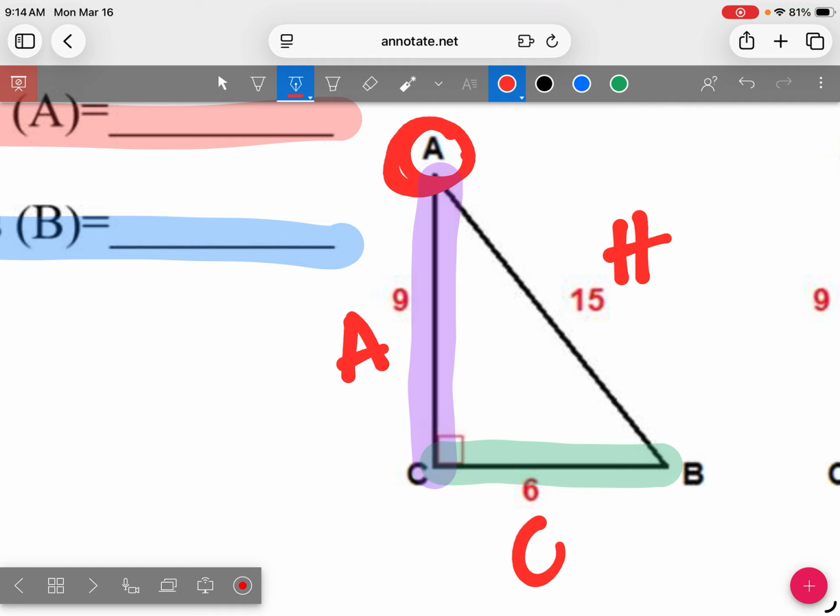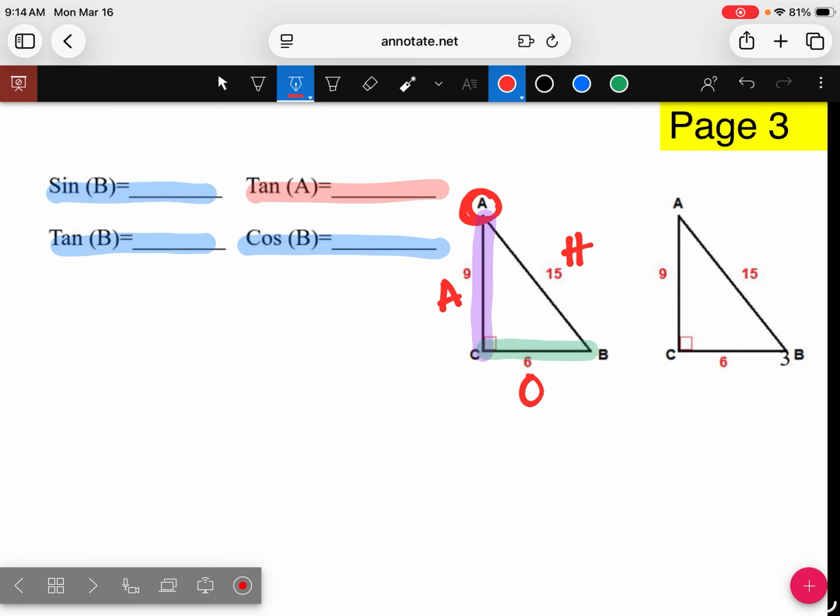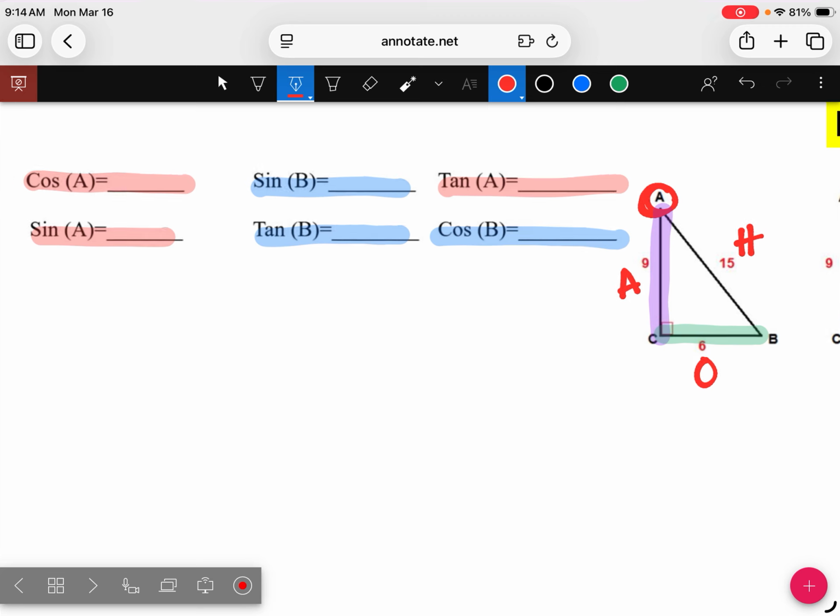Opposite would be 6. So let's go ahead and write this down. Cosine is A over H, so that would be 9 over 15. Sine is O over H, so that would be 6 over 15. Tangent is O over A, so that would be 6 over 9.